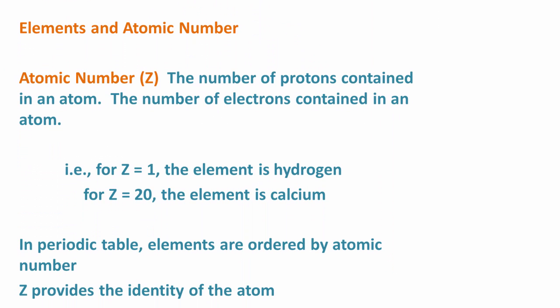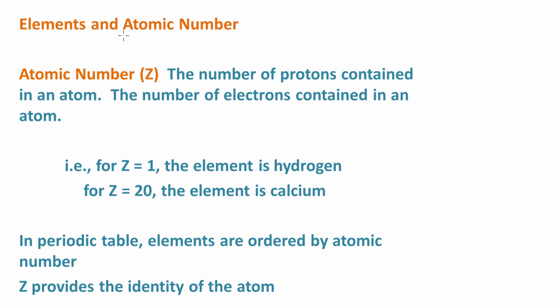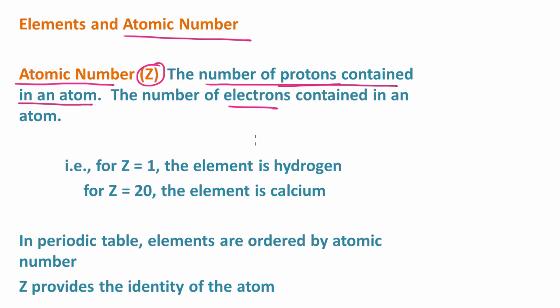So now let's talk about atomic number. The atomic number is represented by a capital Z, and this corresponds to the number of protons contained in the nucleus of an atom. It also corresponds to the number of electrons in an atom. The reason why is, if we're talking about a neutral atom, the number of electrons must equal the number of protons. In other words, there has to be a zero net charge.